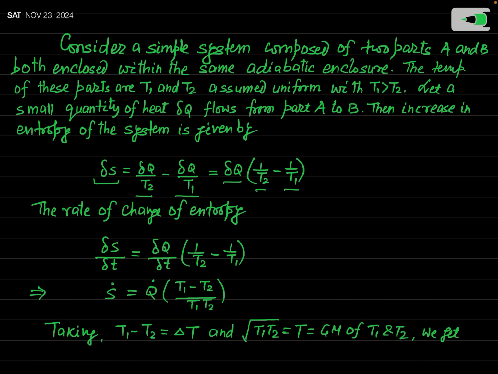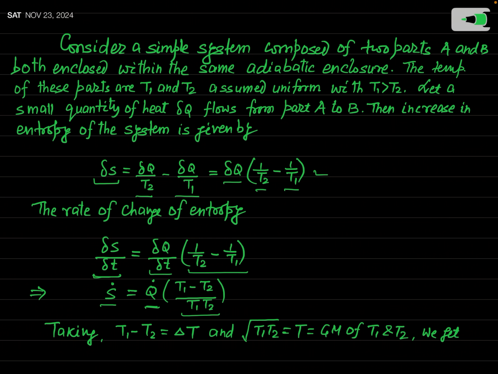So, if you want to find the rate of change of entropy, it means entropy flowing per second or per unit time. Then this will be delta S by delta T. So let us divide this result on both sides by delta T. If you assume that this flow of heat delta Q takes place in time delta T, then the increase in entropy of the system per second will be delta S by delta T, and that will be equal to delta Q by delta T times this much. Now in dot symbol, this time derivative of entropy and heat will be written as S dot and Q dot. So S dot is equal to Q dot times (T1 minus T2) over (T1 times T2).